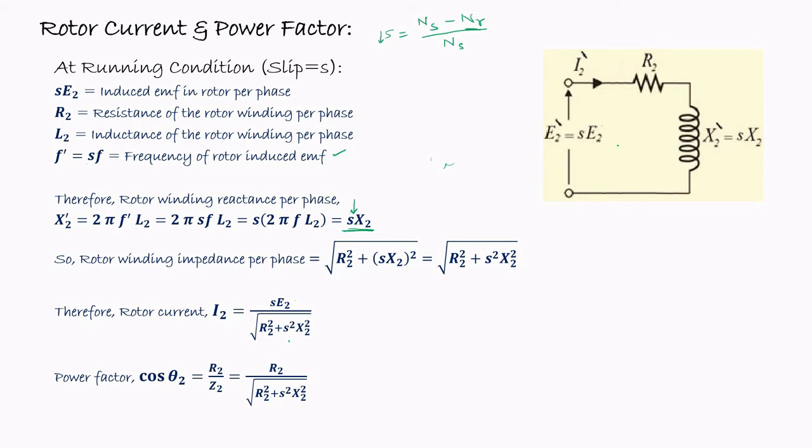So here it is the per phase circuit of the rotor, the equivalent circuit of the rotor at running condition. It is shown here. S into E2 is the induced EMF per phase. R2 is the rotor winding resistance, a constant parameter. X2 dash is the reactance per phase in the rotor circuit during running condition. Again, it is a factor of slip. And this is the current of the rotor circuit during running condition.